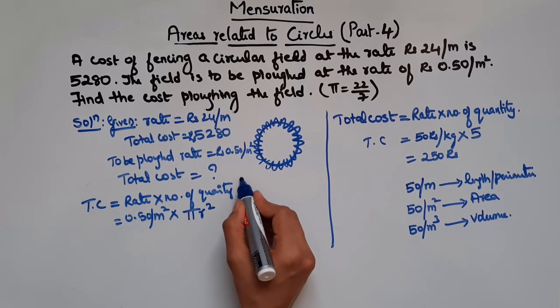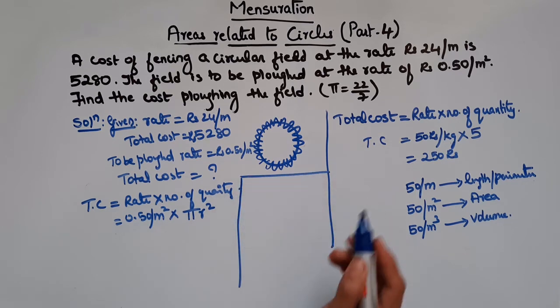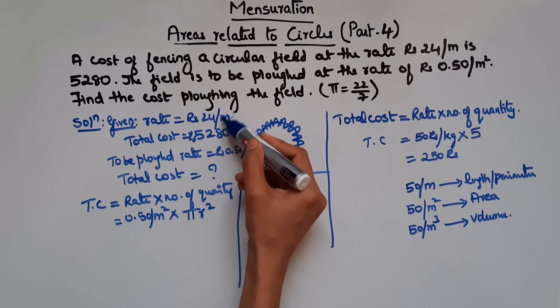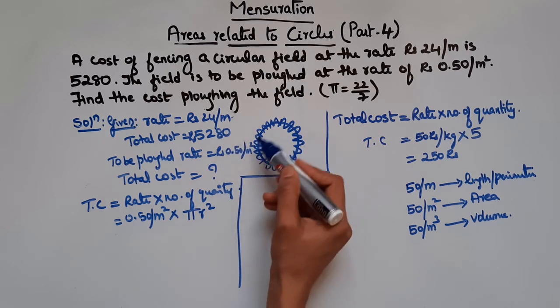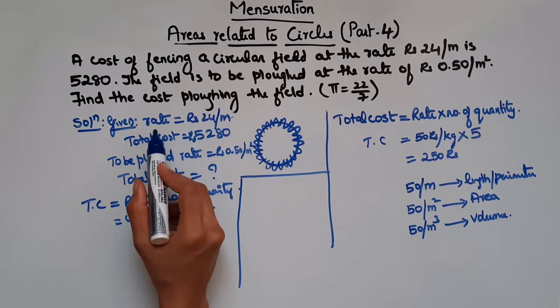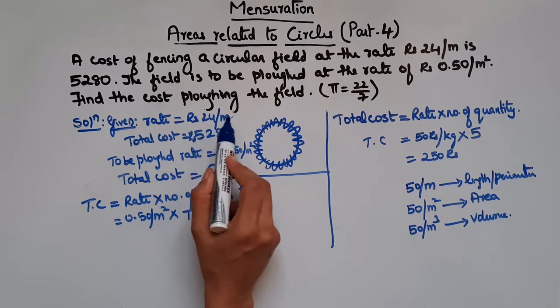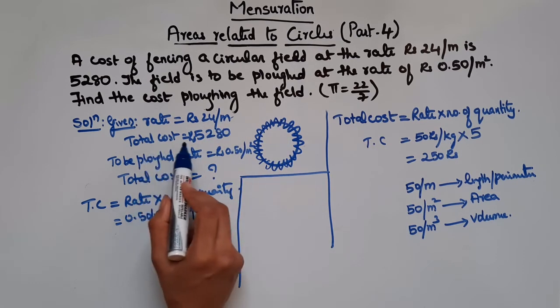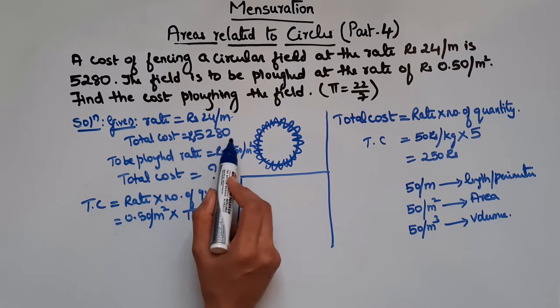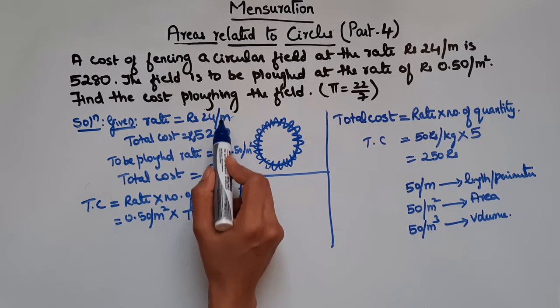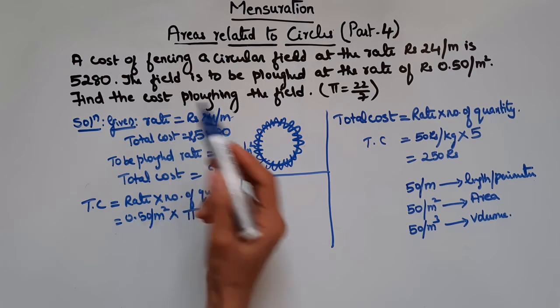So first let's find r. By using these two data, we can find the radius of this circular field. Here it is given the rate for fencing this circular field is rupees 24 per meter. The total cost is rupees 5280. So by using these two data, we can find the number of quantity.